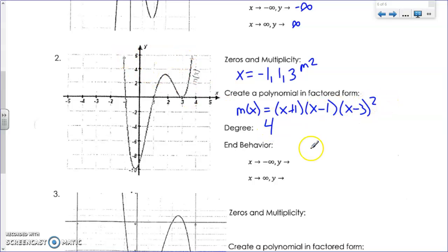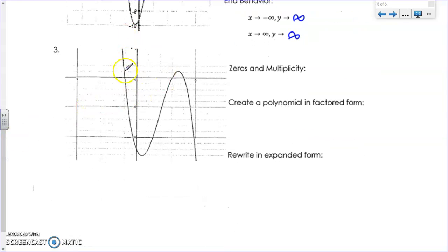They both go up, so that's going to be positive infinity and positive infinity. So let's check this. It ends up, so leading coefficient is positive. And then the degree is even, so they're going to end the same, so they both end up. We're good to go. All right, last one.